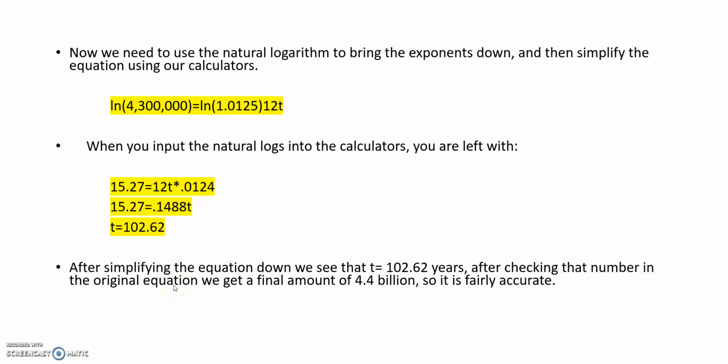So roughly 102 and a half years, between 102 and 103 years, is what it'll take you to earn about as much as what Fry had. If I plug that number into the original equation on our calculator, it leaves you with a final amount of about 4.4 billion, so it's fairly accurate.